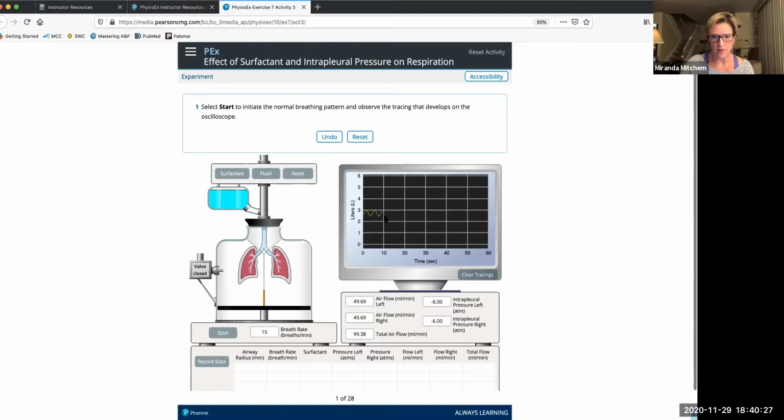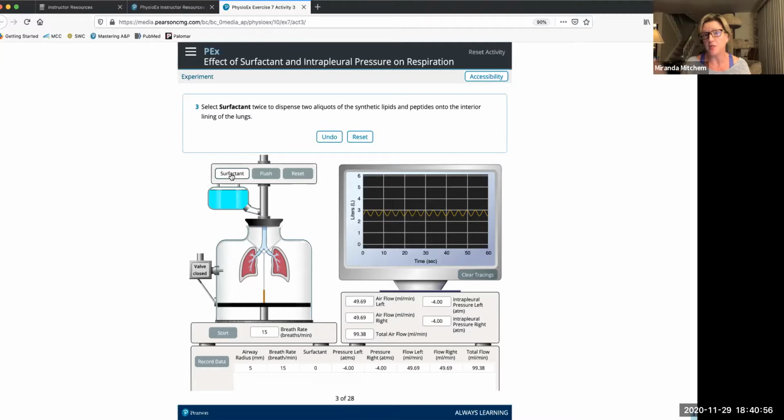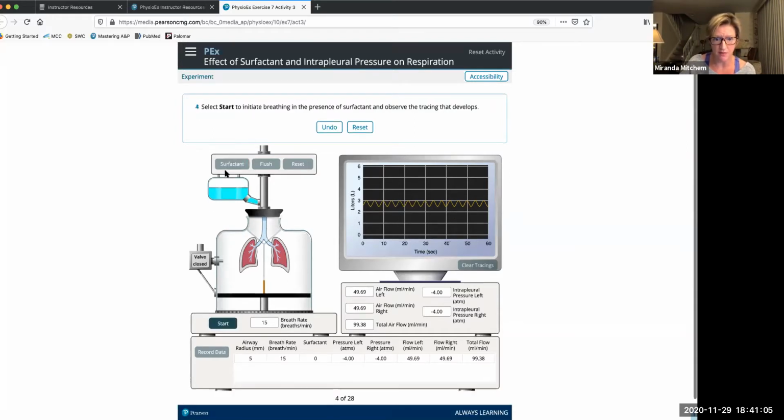So check out the waveform here. This is our tidal volume, just to give us a baseline. We're at a breathing rate of 15 breaths per minute, which is in the normal range. Record our data. Okay. So now we're going to add surfactant, and we're going to look at the comparative tracings on the spirogram to see if there is an increase in the tidal volume or another volume once surfactant is added. So we're going to do 2 pumps of it. And now we will hit start.